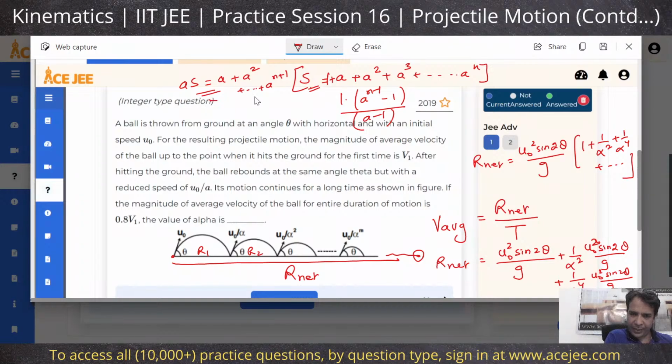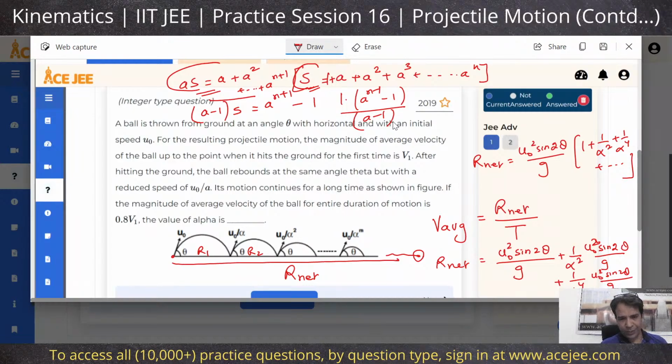So if you subtract this one from this equation, what do you get? A minus 1 s equals a to the power n plus 1 minus 1. Okay, so not a to the power n minus 1. I'm not sure, there are n plus 1 terms there. Anyway, here also you will have a similar thing, but a is 1 by alpha square, and alpha is greater than 1.